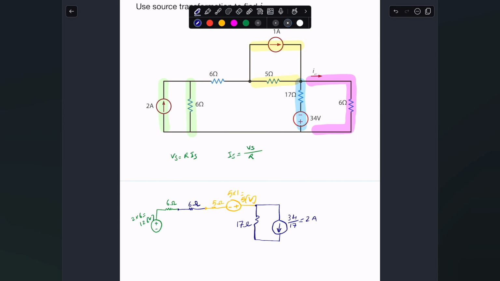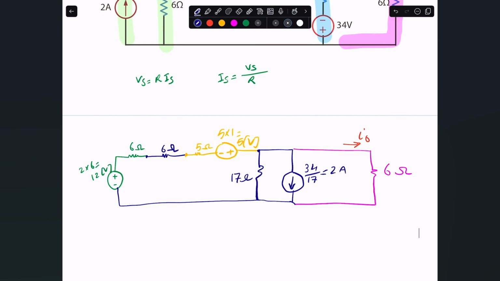And of course we have the last one here, which is the one that we're interested in. I'm going to highlight it in pink. That will be 6 ohms, and the current that I'm still interested in, I naught, is still here. That's I naught. And then those resistors are connected here, and these are here. All right, so that's basically the second part of the circuit.